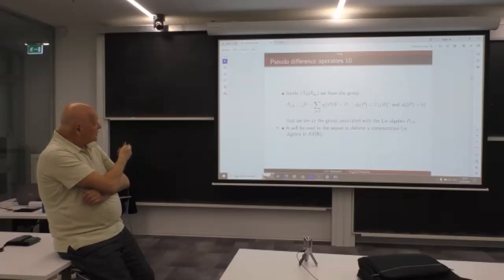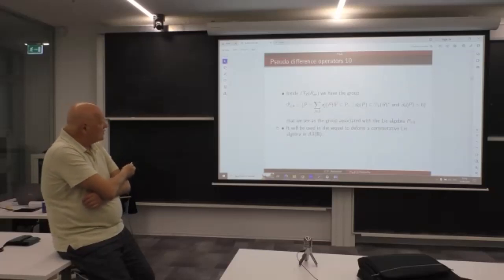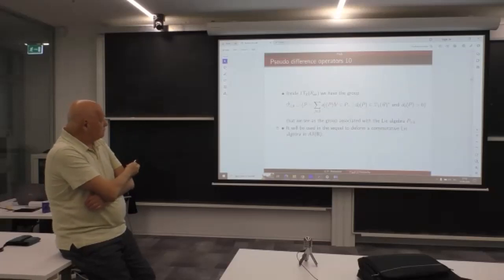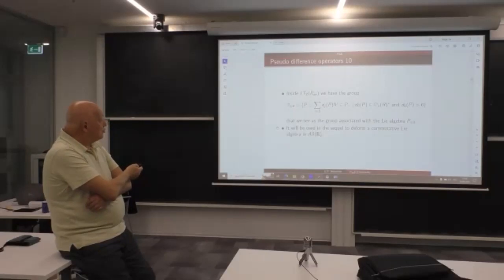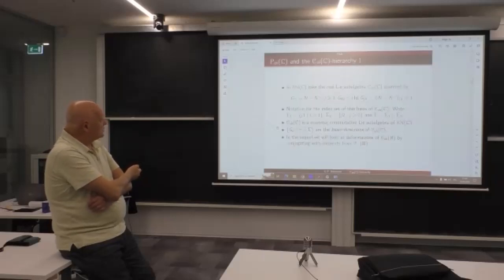Now, we can again consider a group. With respect to this first Lie algebra, it consists of all operators of order 0, such that the zeroth diagonal is invertible and positive. And that's again the group that we use to deform the commutative Lie algebra in AS R.